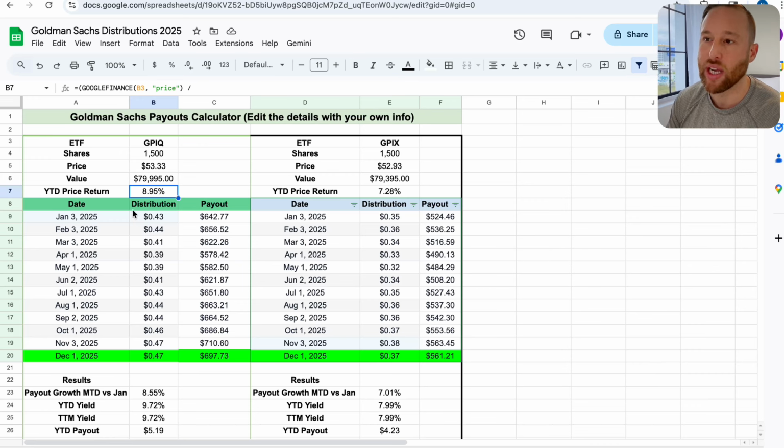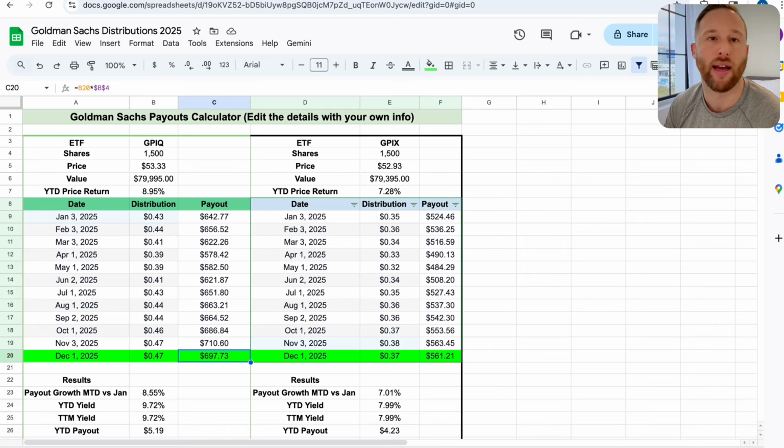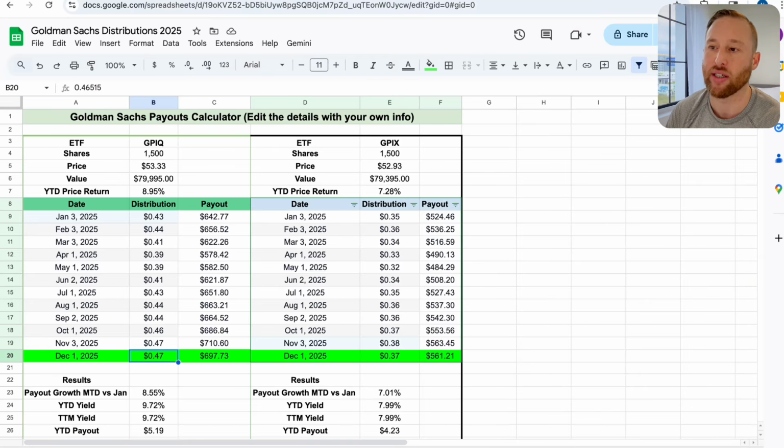Looking at their distributions, guys, they've stayed within the 40-cent range, and they've had pretty much their strongest distribution for GPIC year to date in November. So the end of November or early December payout was 47 cents for GPIC. Very, very successful. And the growth of their distribution in December relative to the beginning of the year is 8.55%. So they're growing their payouts.